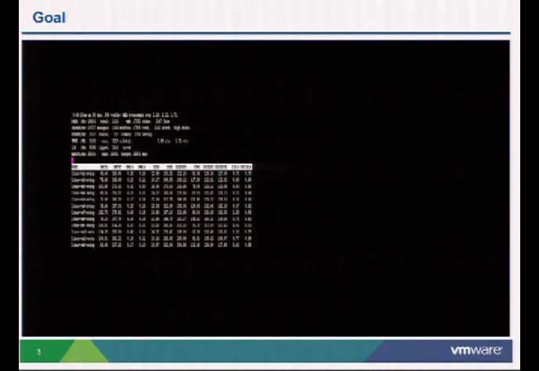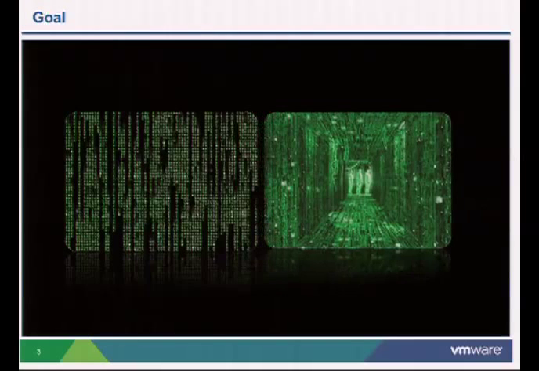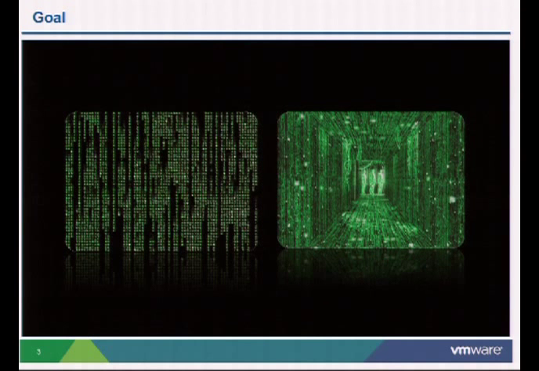So the goal of my talk today is, if you look at ESXtop and if you look at the ESXtop counters, in a lot of ways, it may look like this for you. And my goal is to make you a Neo, and my goal is to make sense of ESXtop.